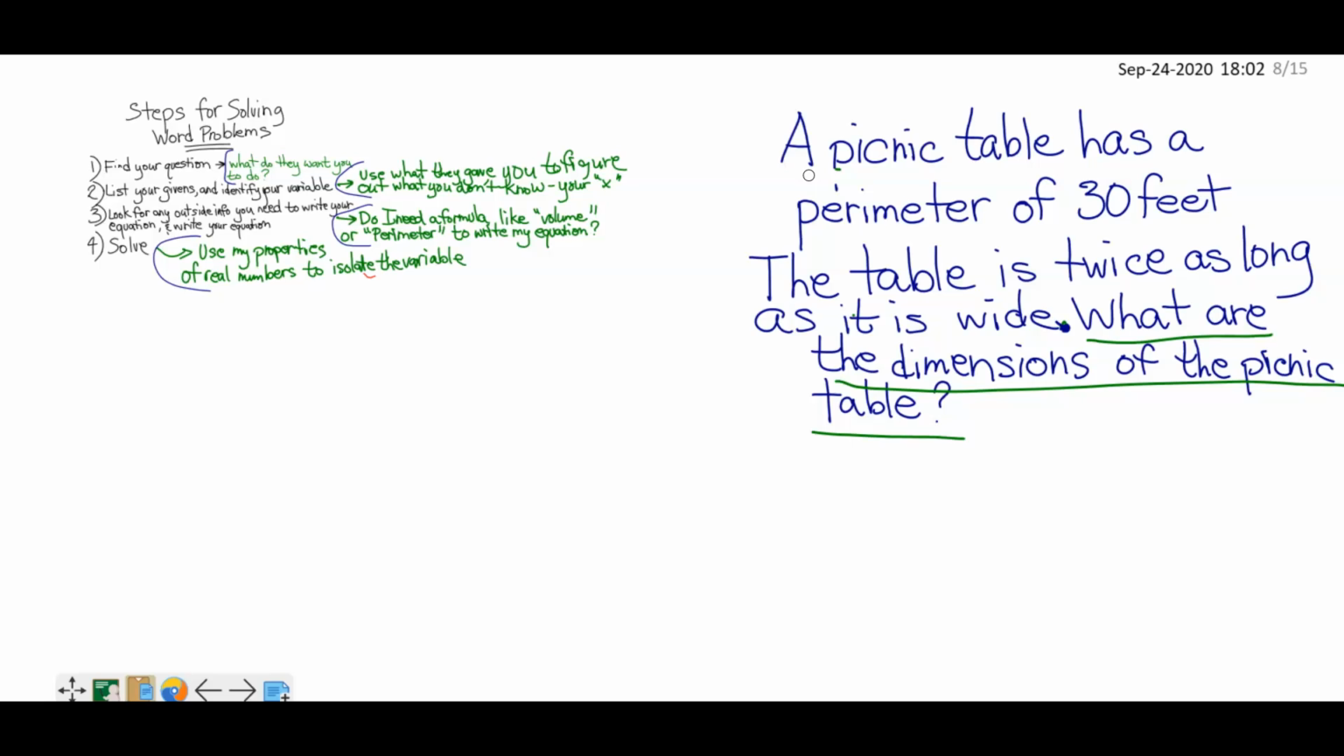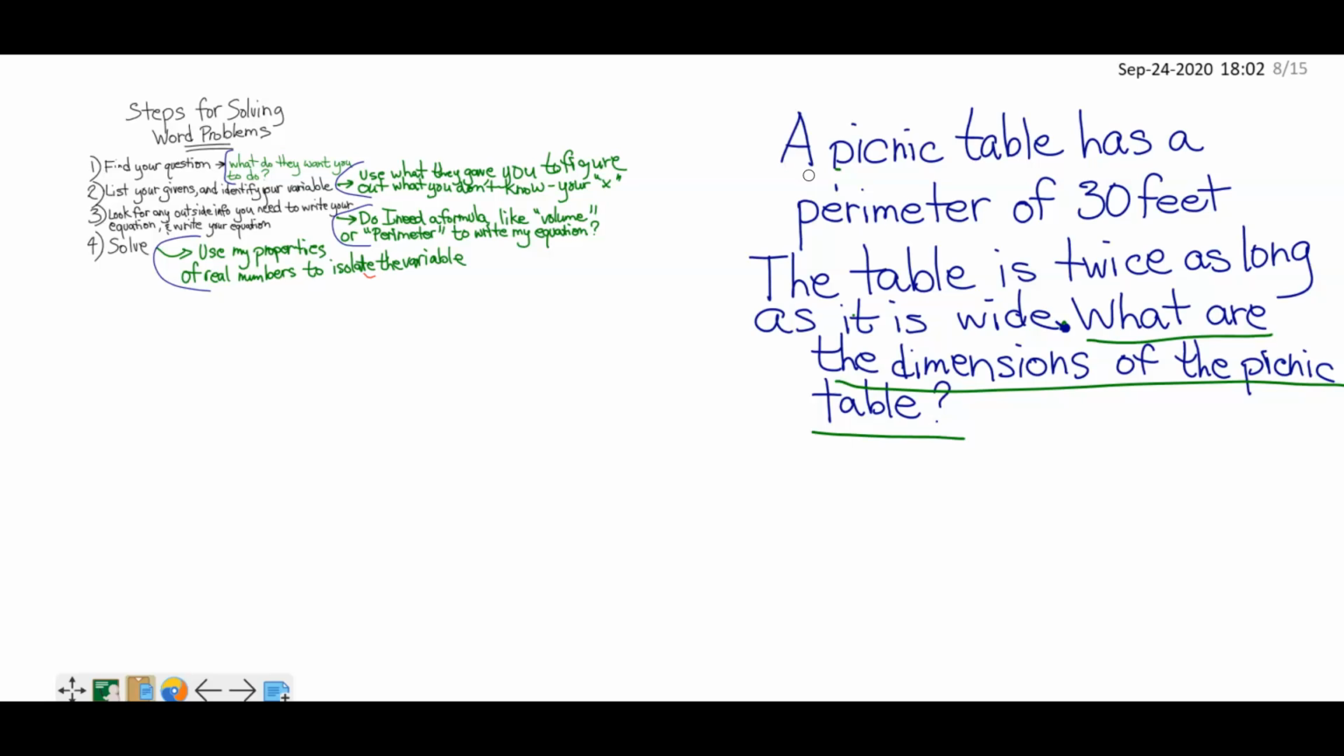And finally, you solve. Step 4. You use your properties of real numbers to isolate the variable and answer the question. So let's practice with a real problem.